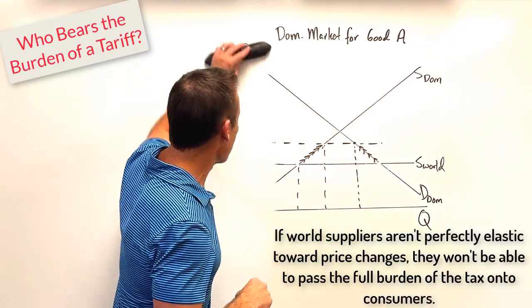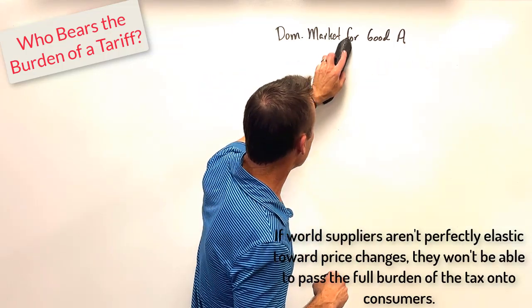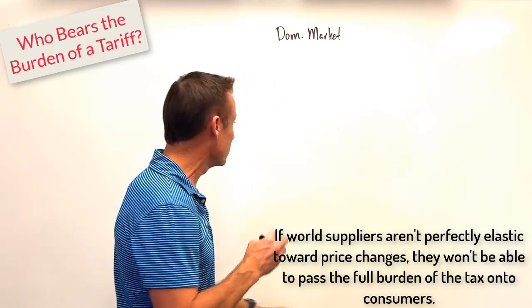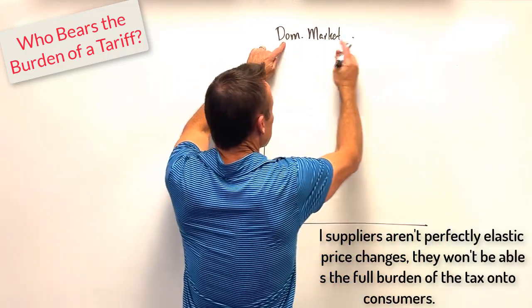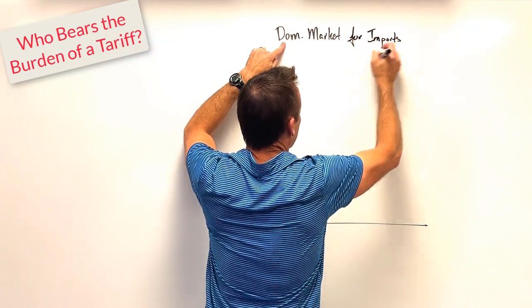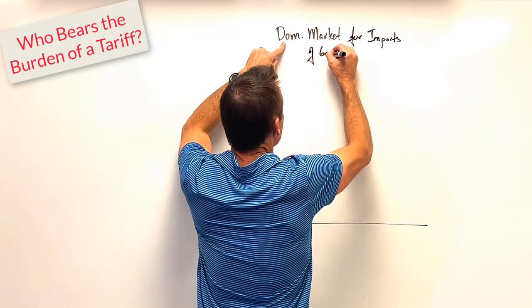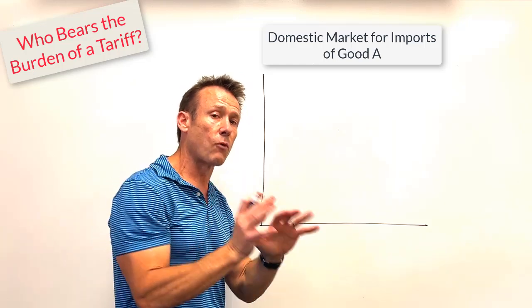Okay, so we need a new graph. So we're going to erase this graph. We're going to put in a new graph, and we're going to change our title ever so slightly, okay? We are now going to draw a graph, a domestic market for imports. That's a little bit hard to get your head around, okay? Imports of good A. So the only thing that's happening in this particular market is we're buying foreign produced goods.